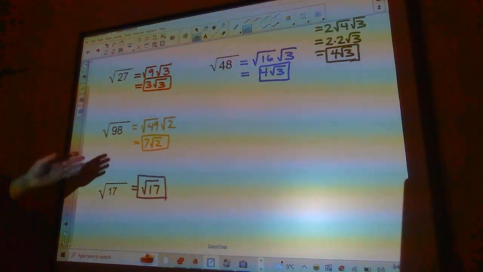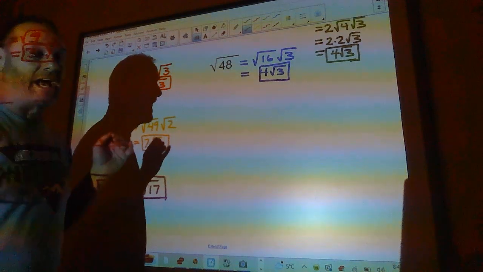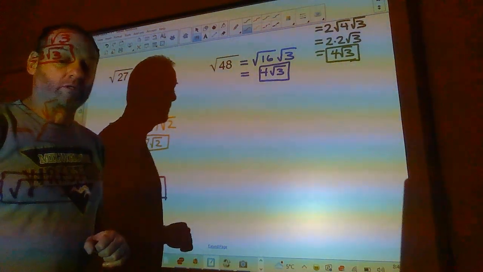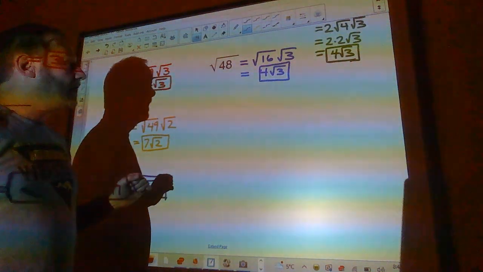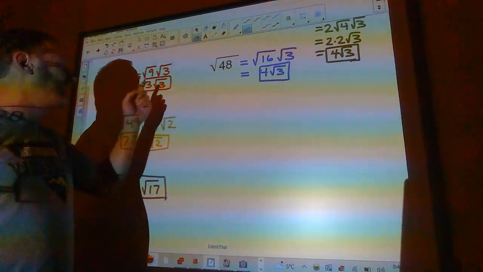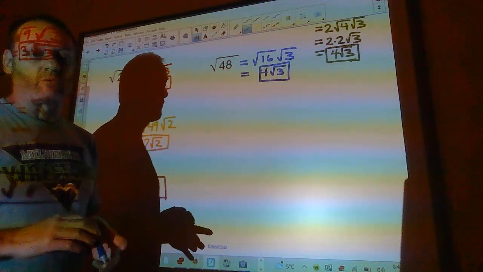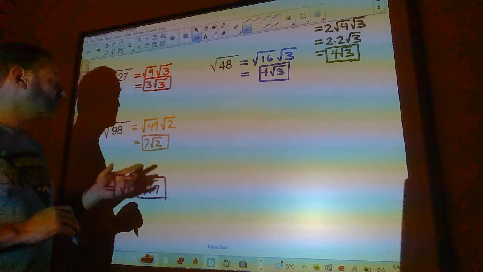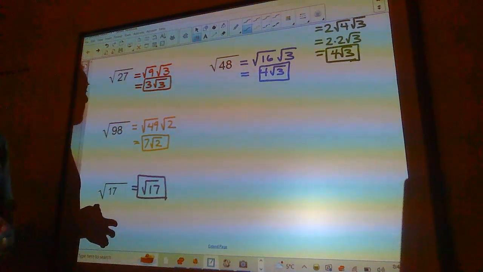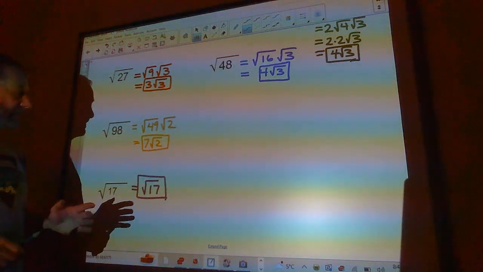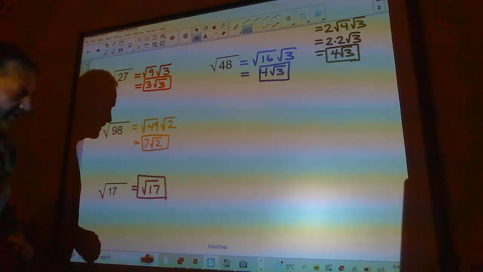Do not change these to decimals unless it asks you for a decimal approximation. These are exact values. You cannot get an exact value for the square root of 3 or the square root of 2. Those are irrational numbers, so if you need an exact answer, you have to leave the square root in there.